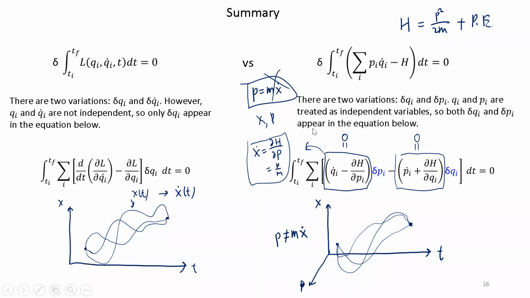So from the Lagrangian, I hope you see the idea why at this point. When we do the variation analysis, we are treating p and q as independent variations, because at that point you don't even know that p is equal to m x dot.